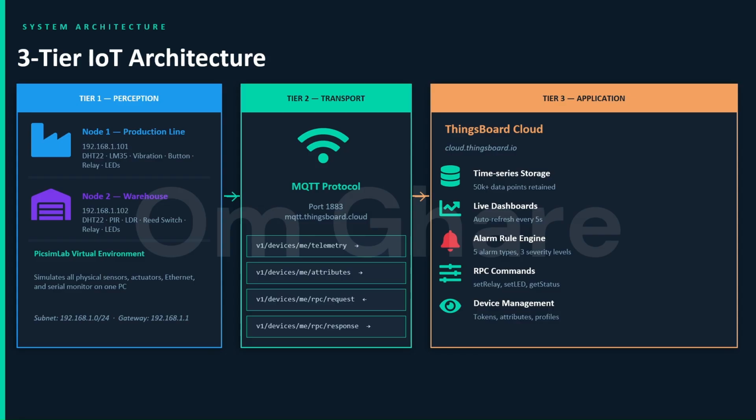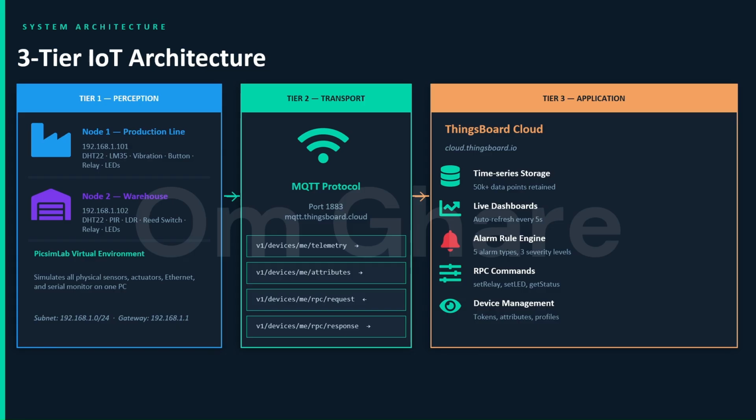The second layer is the transport layer. This is where the data is transmitted. In this project, the communication protocol used is MQTT. MQTT is a lightweight, efficient, and widely used protocol in IoT. The nodes publish telemetry data to the MQTT broker.